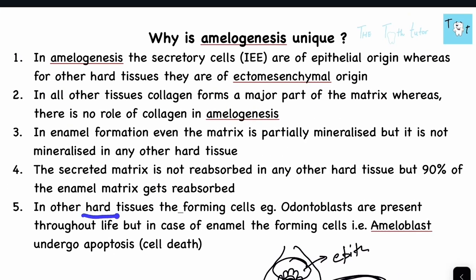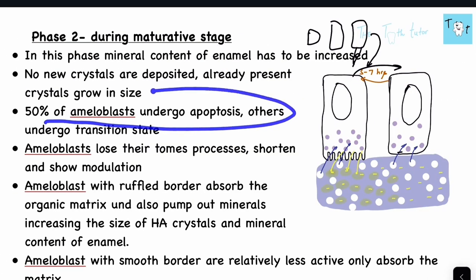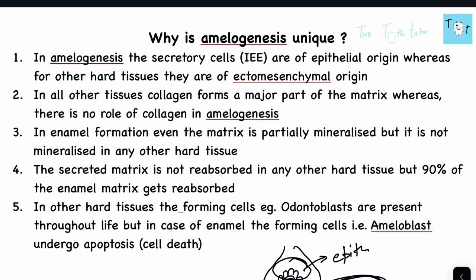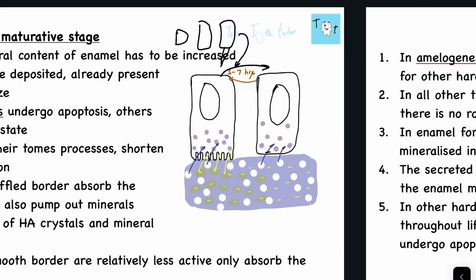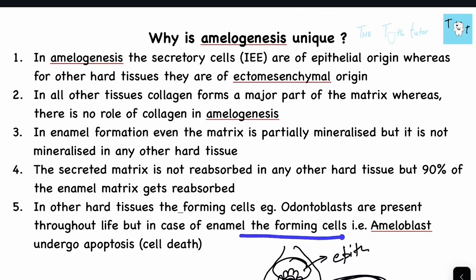In other hard tissues, the forming cells, that is the odontoblast, are present throughout life. But in case of enamel, the ameloblast undergo apoptosis. We saw that 50% of ameloblasts were dying and then they were forming reduced enamel epithelium. That won't happen with odontoblasts and others. They will stay there throughout, so they will form secondary dentine or tertiary dentine. They will stay with you forever, throughout your life. But the ameloblast, they die. They don't stay there. This is the only forming cell which dies. Okay, so this is it for the topic.